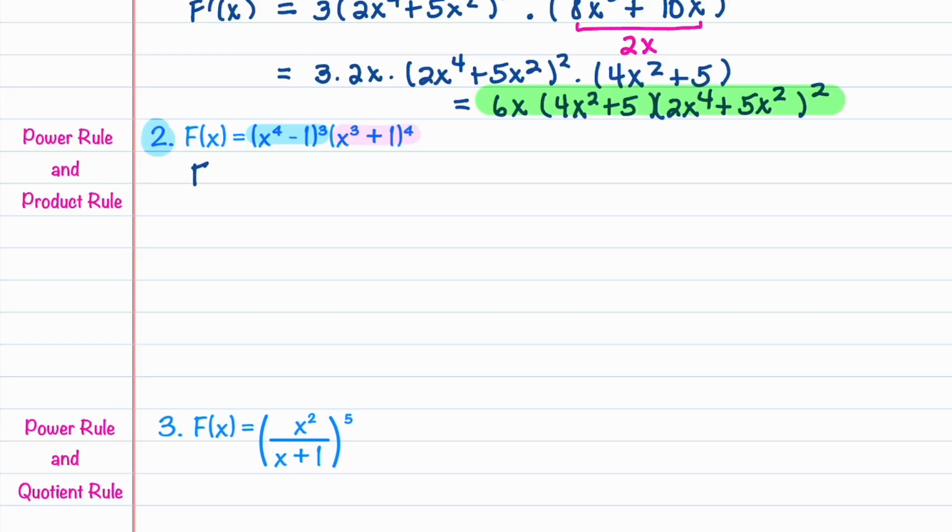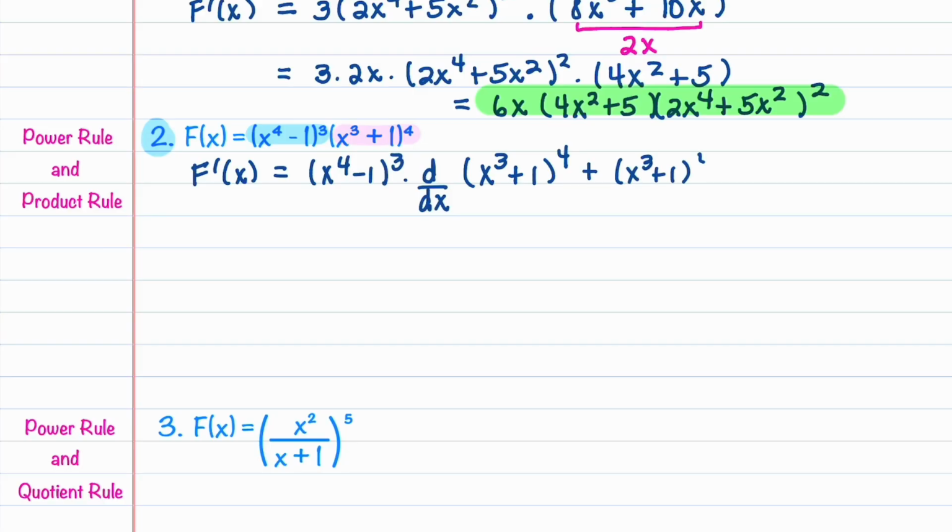We're going to write our derivative f prime of x as our first term, x to the 4th minus 1 quantity cubed, times the derivative with respect to x of our second term, x cubed plus 1 to the 4th, plus our second term, x cubed plus 1 to the 4th, times the derivative of our first term, x to the 4th minus 1 quantity cubed.